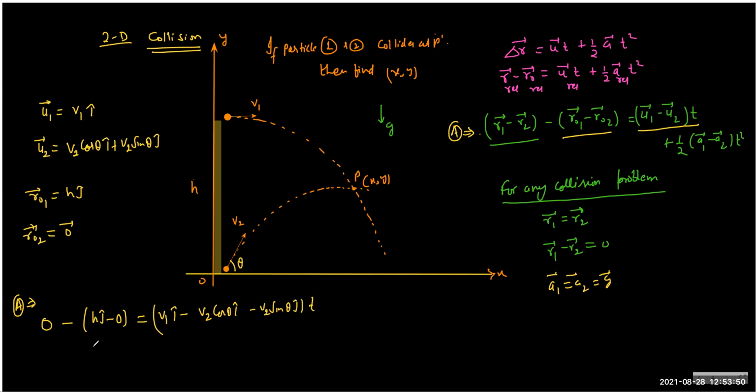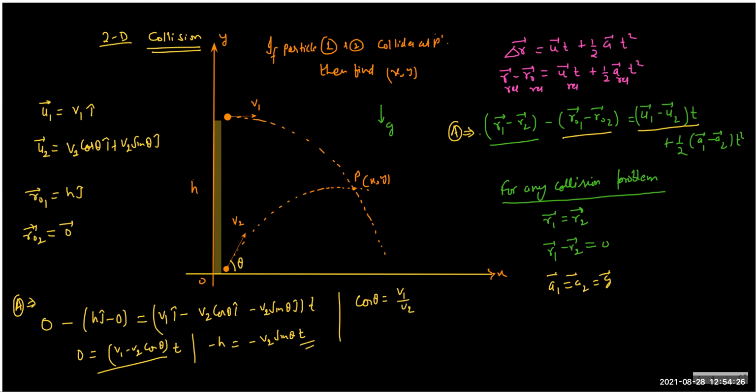Now, if you compare the x component, nothing is on the left side, so 0. And on the right side, it's V1 minus V2 cos theta. And if you compare the y component, it's minus h, and on the right it's minus V2 sin theta. The x component is 0, which means V1 is V2 cos theta. So if you solve, cos theta will automatically be 1 by 2. So we got the answer.